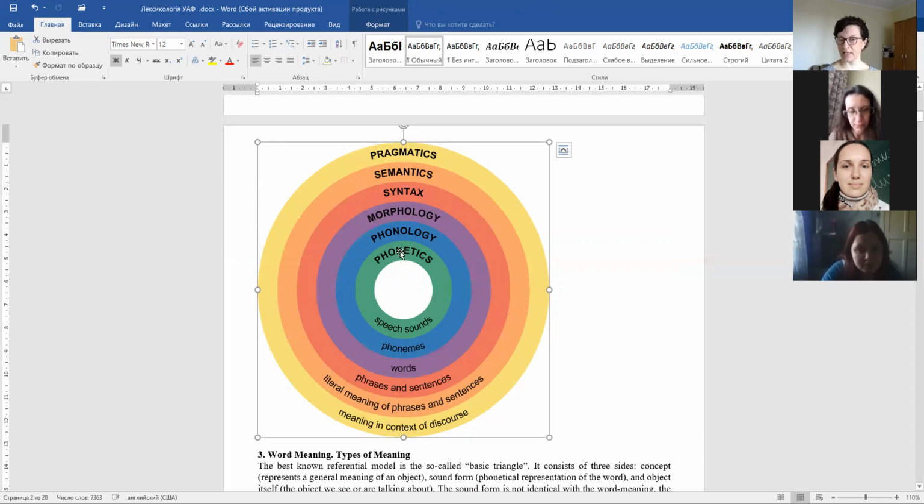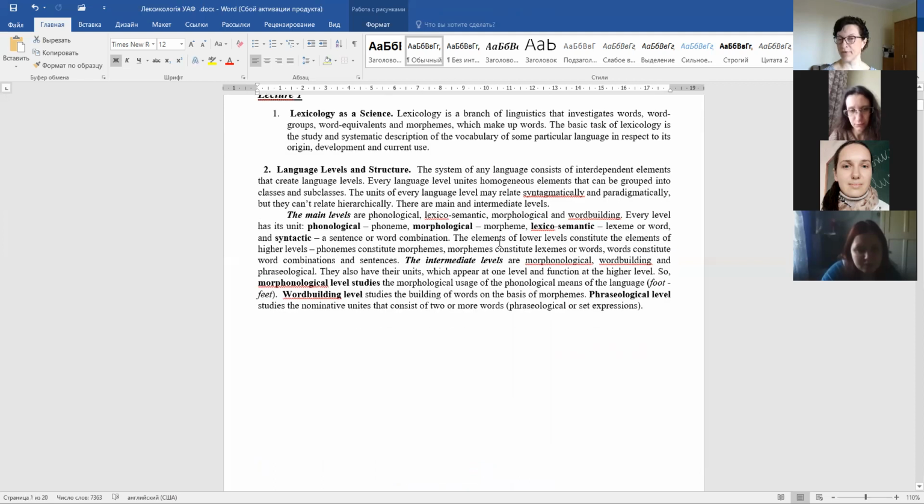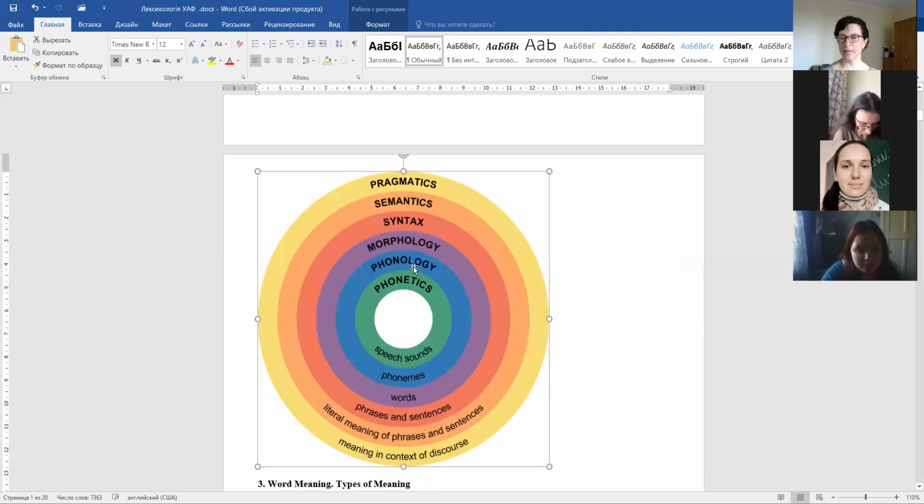For example, phonetics studies speech sounds, phonology studies phonemes, and they all are this very first unit level. Then morphology studies morphemes, semantics studies meaning, then syntax studies phrases and sentences. And finally, pragmatics studies meaning in the context of discourse.